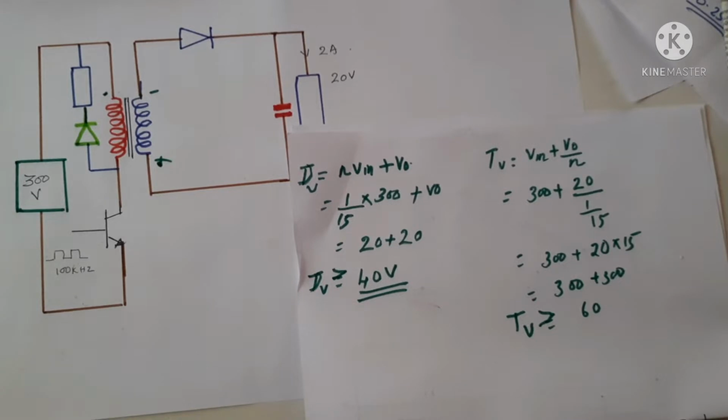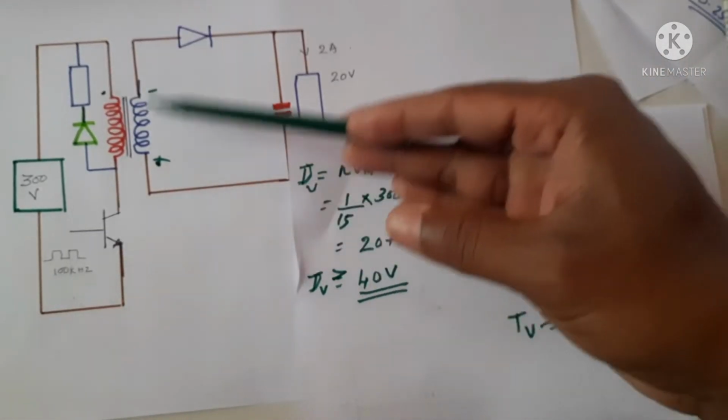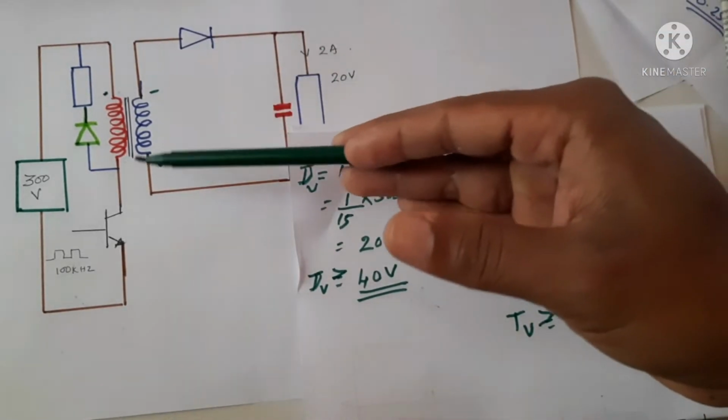Welcome all. Today we are going to see what the voltage ratings of the transistor and the diode are, and how we can calculate the value of the capacitor.